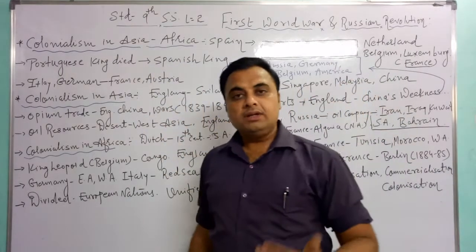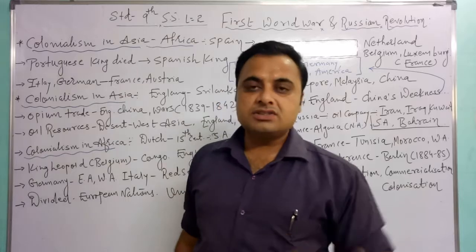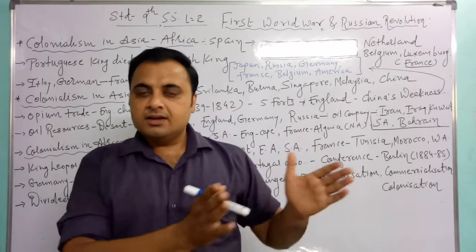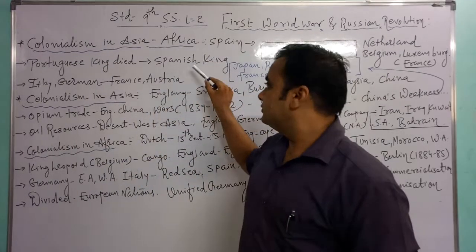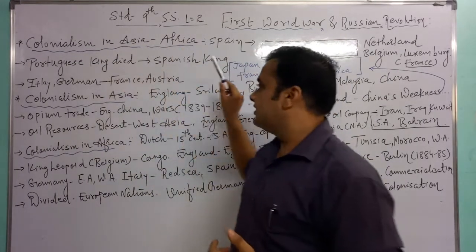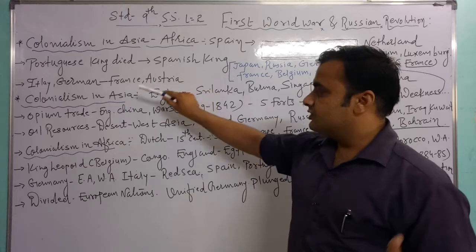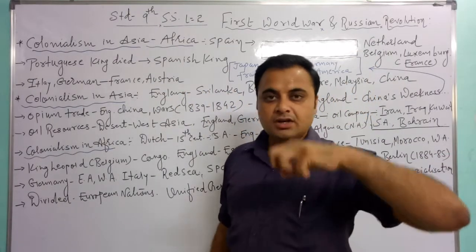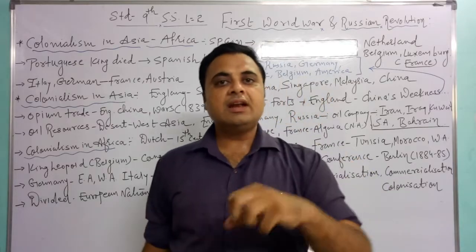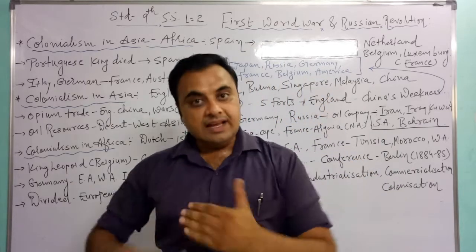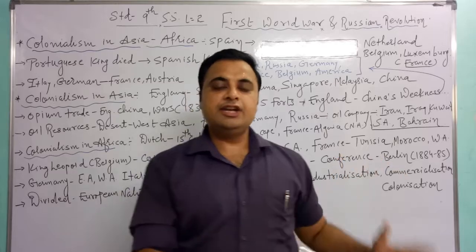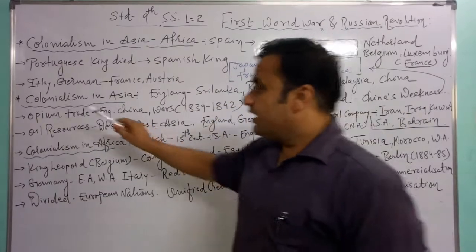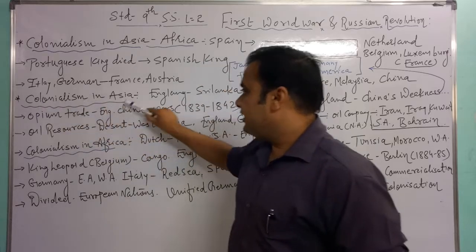The European nations themselves could not spare their own neighbors either: Spain, Portugal, Italy, Germany, France, Austria. All these nations started this colonialism policy in their own continent first. Then afterwards they entered Asia and Africa. So the next topic is colonialism in Asia.